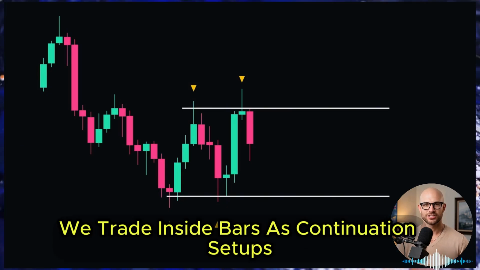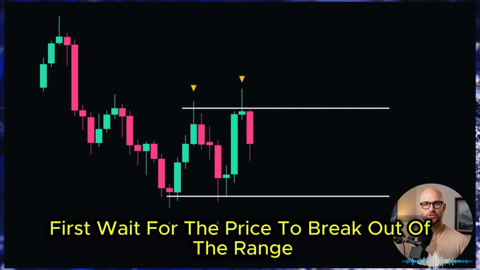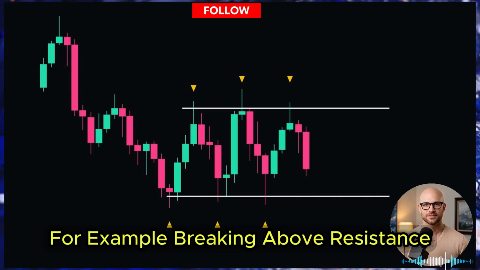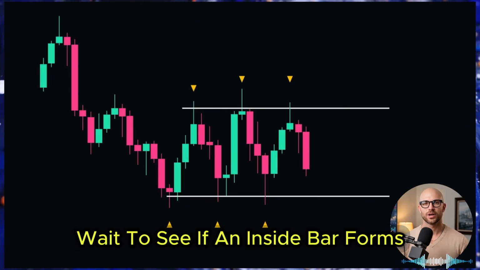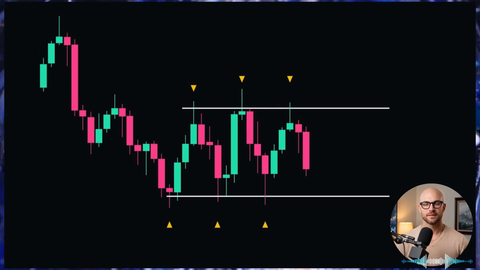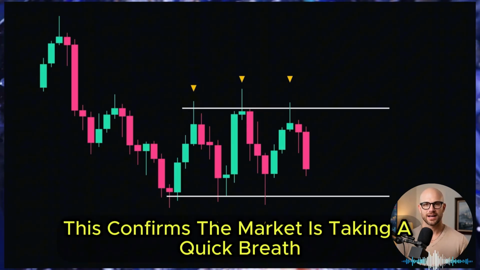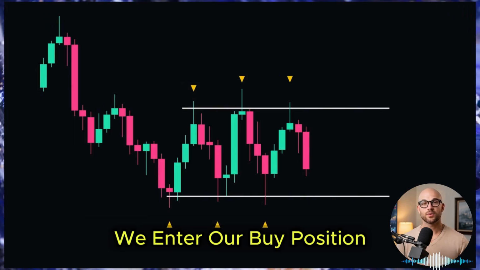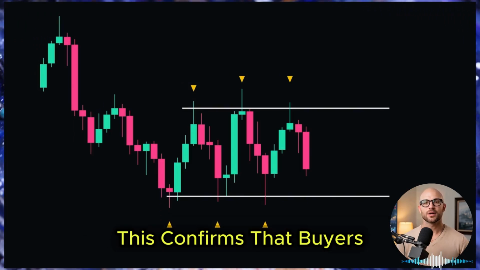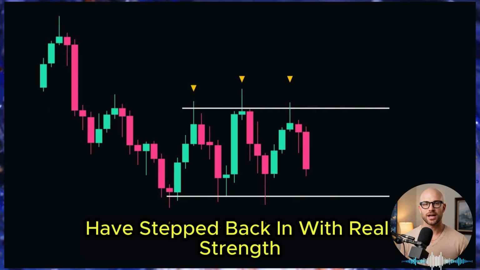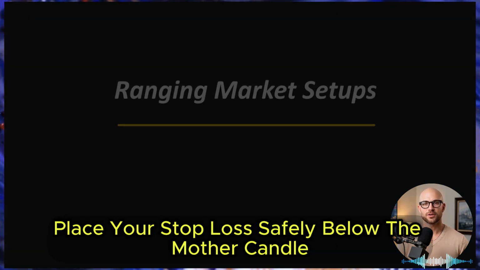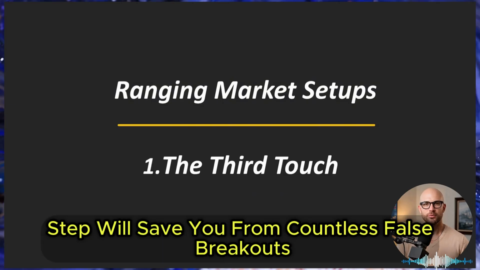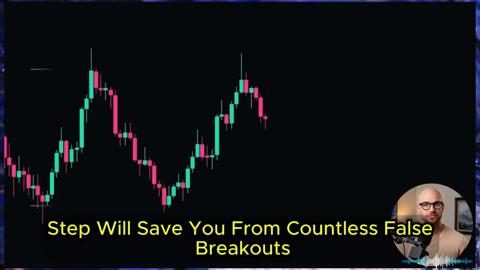We trade inside bars as continuation setups. First, wait for the price to break out of the range, for example, breaking above resistance. Instead of buying immediately, wait to see if an inside bar forms. This confirms the market is taking a quick breath after the breakout. Once the price breaks out of that inside bar's high, we enter our buy position. This confirms that buyers have stepped back in with real strength. Place your stop loss safely below the mother candle and target the next key historical level. This single step will save you from countless false breakouts.